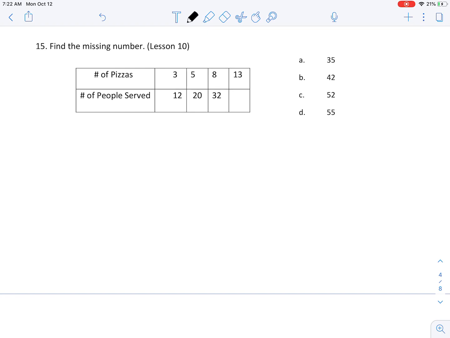15 says find the missing number. You have to find the relationship as well. You're multiplying by 4. So 13 times 4 is 52.